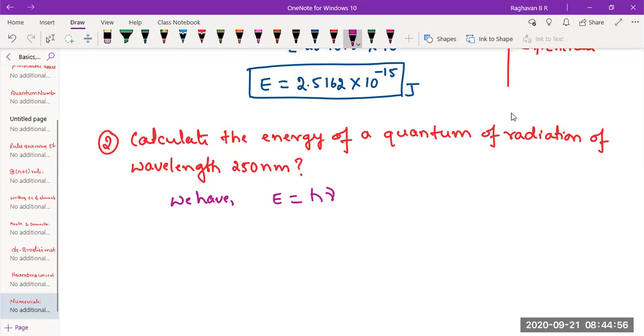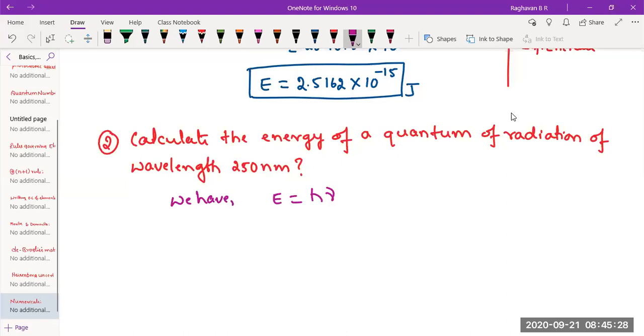The answer is, tell me. 1.65625 into 10 to the power of minus 22. The answer is deviated. You try it again. You should check the h value, c value and lambda value, whether they are used properly. And you need to convert into meters, all SI units. Probably conversion is a problem there.